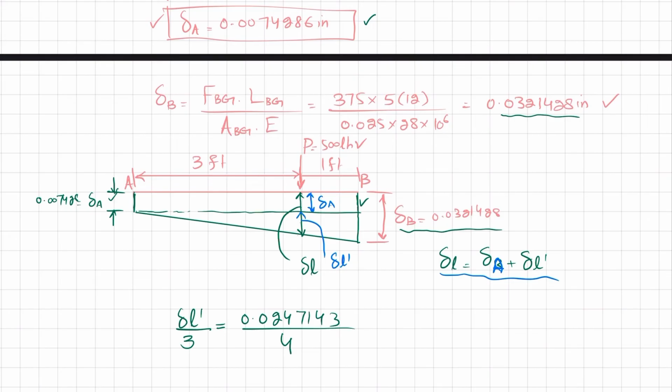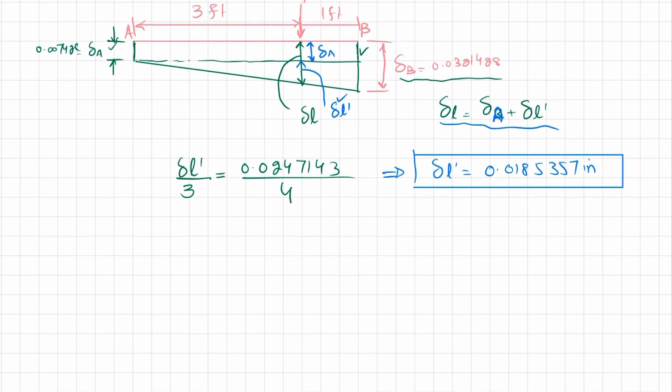Okay, so we have two right angle triangles. One is this one and the other one is this one. So first I have written del L dash over 3 feet. So del L dash over 3 feet is equal to this distance, which is 0.02714 divided by total 4 feet. Now it's correct. So from here you will get del L dash equal to 0.0185357 inch. Clear?